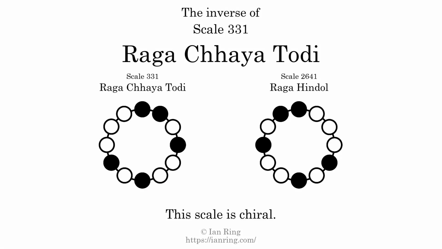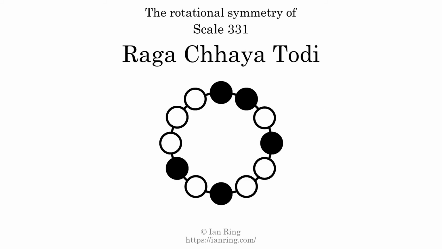The inverse of a scale is a mirror image. It is what you get when the sequence of intervals is reversed. The inverse of this scale is scale 2641, also known as Raga Chhaya. This scale is chiral. It cannot transform into its inverse by rotational transformation. This scale has no rotational symmetry.